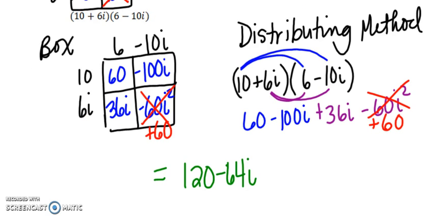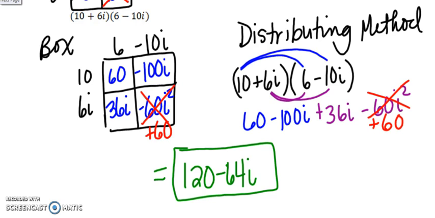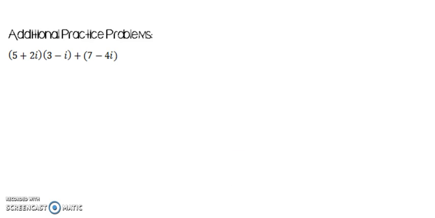Okay, so either way that you do it, I showed you both ways, depending on which strategy you like the best. You should get 120 because that became positive 60 when you changed it from negative 60i squared. And then when you combine negative 100i plus 36i, you get negative 64i. The last couple problems are multi-step. They have like, first you have to FOIL, then you have to combine like terms.